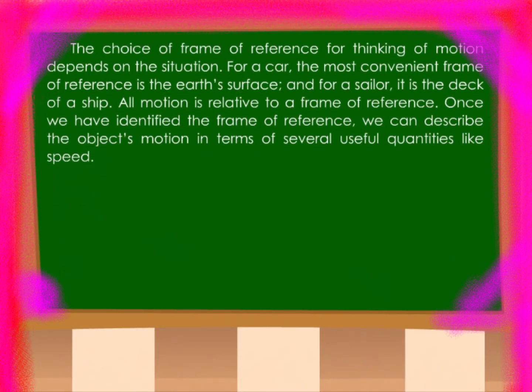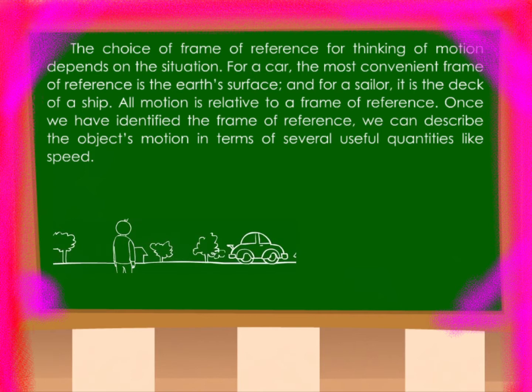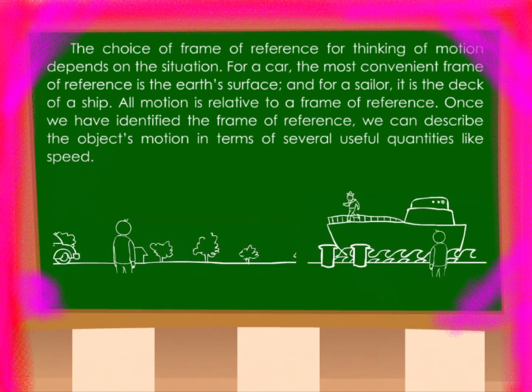The choice of frame of reference for thinking of motion depends on the situation. For a car, the most convenient frame of reference is the Earth's surface. For a sailor, it is the deck of a ship, and for a planet, it is the sun. All motion is relative to a frame of reference. Once we have identified a frame of reference, we can describe the object's motion in terms of several useful quantities like speed.